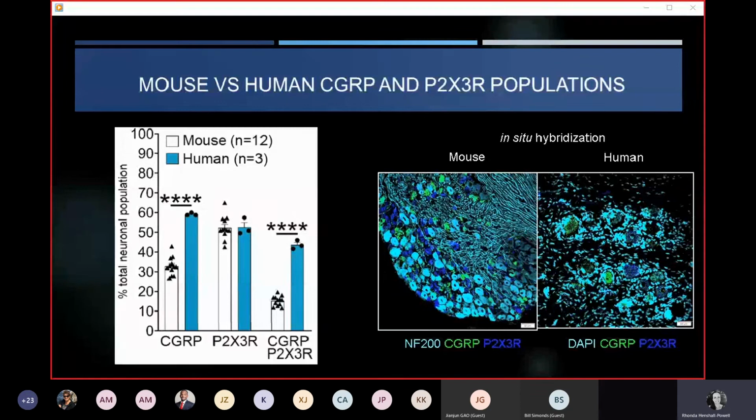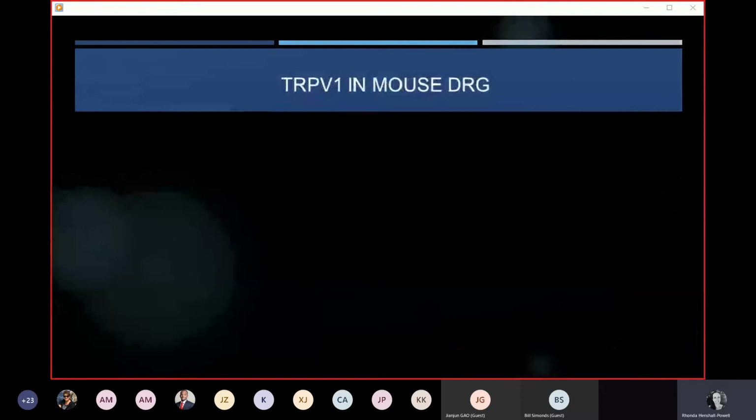So all of these things are bringing into question, not only do we have neurofilament 200 being expressed in all sensory neurons, we have differences in CGRP and P2X3. So this is really blurring these lines of what are these labeled lines.